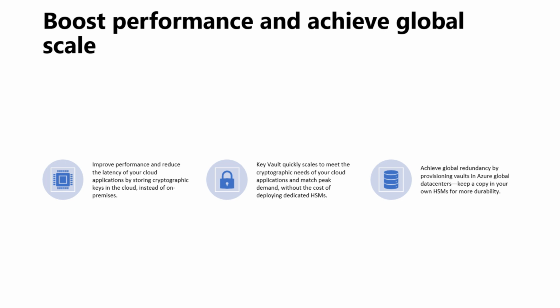HSMs. Achieve global redundancy by provisioning vaults in Azure global data centers. Keep a copy in your own HSMs for more durability. So in this case, if you provision on premises and a server goes down, other applications won't be able to access it if the key is not available. In Azure, these keys are stored in several locations. In case one region or one data center goes down, there will be other copies of the key that can be accessed.